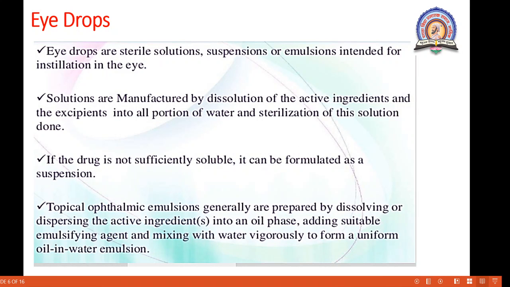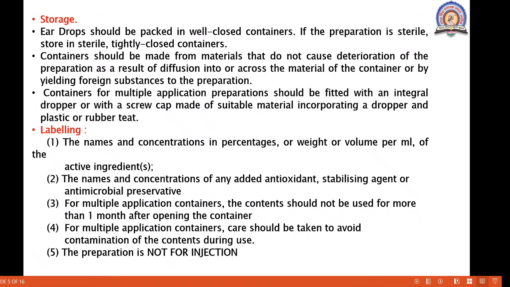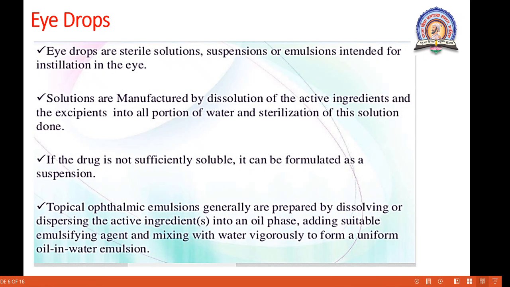Okay. So this is about the eardrops. In that we see what is eardrops, how the tests are done, then storage, packaging and labeling. This part we have seen in the eardrops. Then the next is eye drops. So again eye, it is a very sensitive part of the body. So how the eye drops are prepared, that we discuss now.